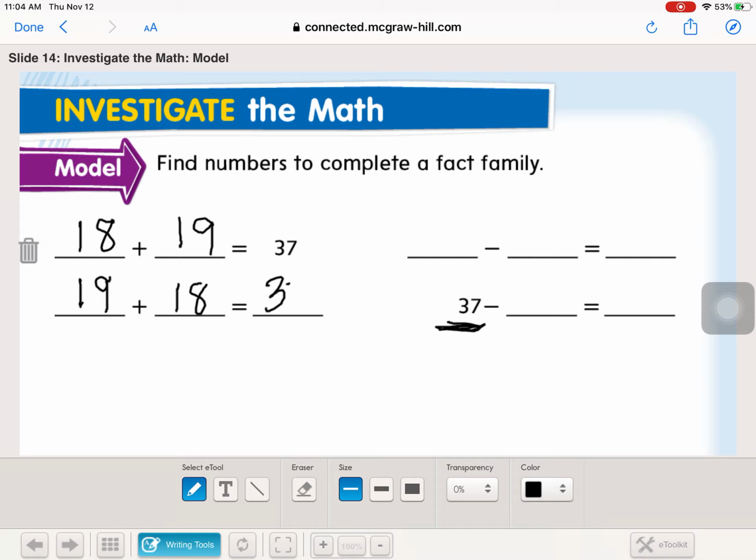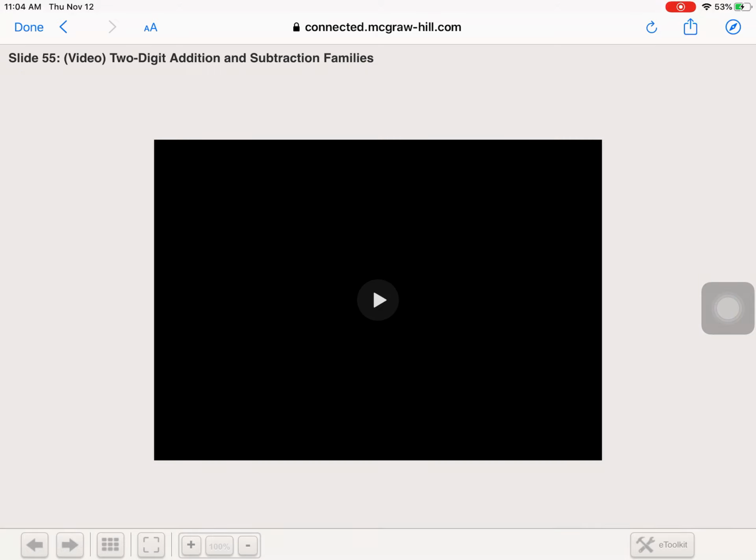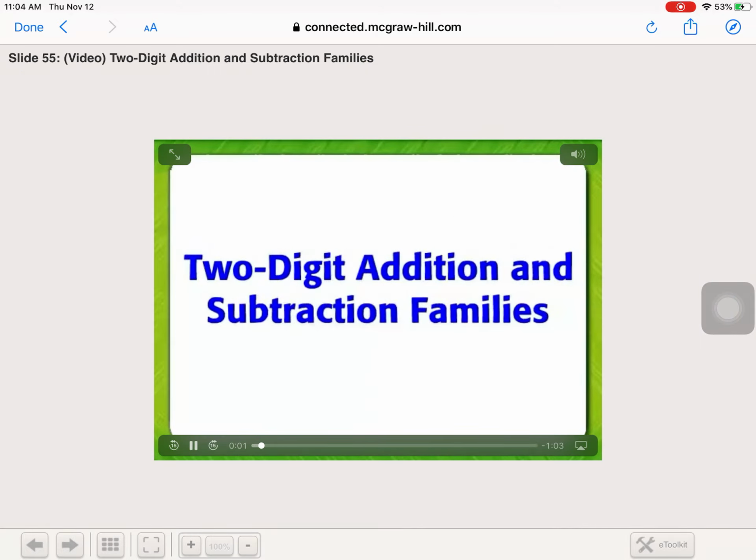19 plus 18 equals 37. And then 37 minus 18 would equal 19. And 37 minus 19 would equal 18. So once again, I've got a 37 in each one, a 19 in every equation, and an 18 in every equation. Two-digit addition and subtraction families.